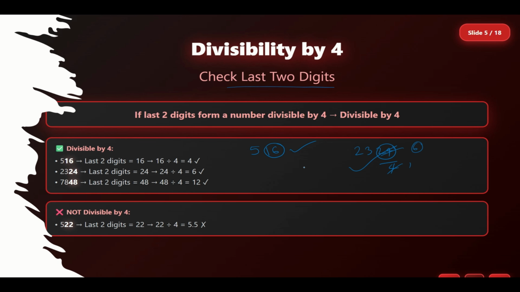And now look at 522. The last 2 digits are 22. When you divide 22 by 4, you get the quotient as 5. However, there is a remainder, which is 2. That means 22 is not getting divided perfectly by 4. Therefore, 522 is not divisible by 4. Quick and powerful, right? Perfect.